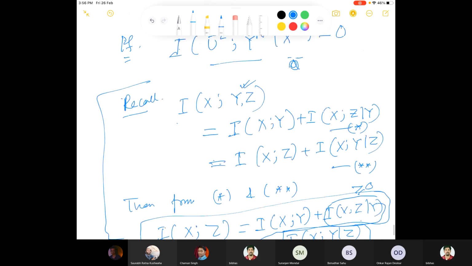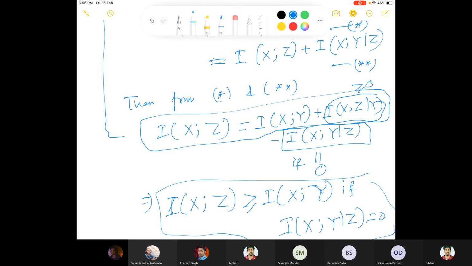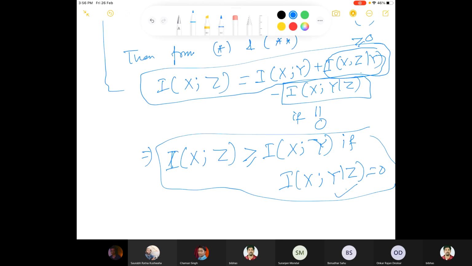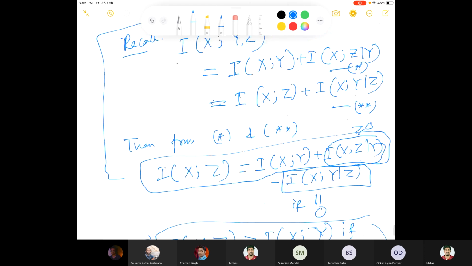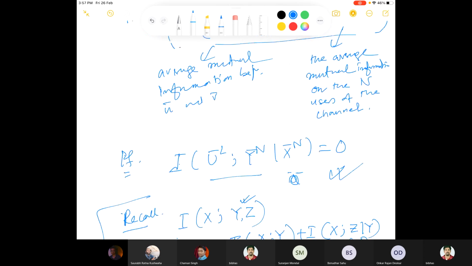Now, since this is equal to zero, using that here, we can say the corresponding X, Y, Z will satisfy this. So we can say I(U^L; Y^N) is less than or equal to I(X^N; Y^N). This is derived from the first condition of the communication system, that U and Y are independent. We also said that U and V are independent given Y, because V only depends on Y.